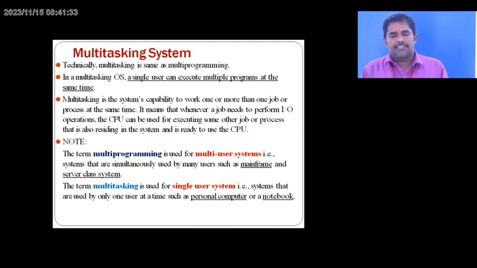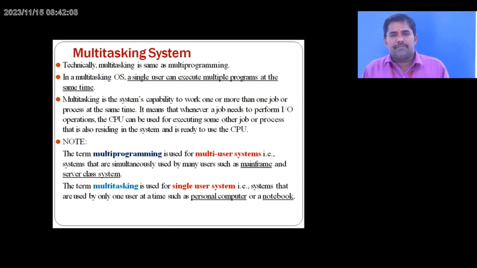From that, we can see the different types of operating system: batch operating system, multi-programming operating system. In this video, we are discussing multitasking and up-to-date types of operating system. A multitasking system does multitasking; the name itself tells us that. In a multitasking OS, a single user can execute multiple programs at the same time. So multitasking is the system's capability to work on more than one job or process. We can execute more than one process at a time.